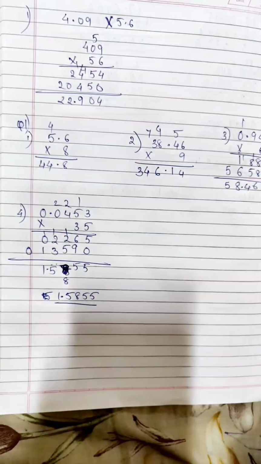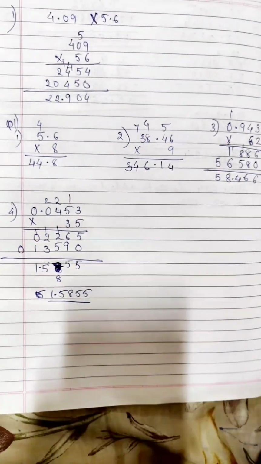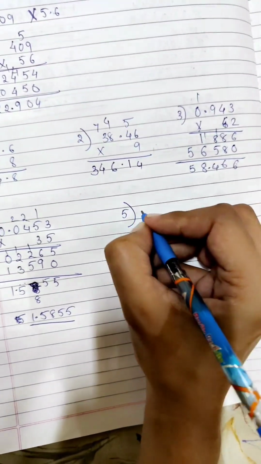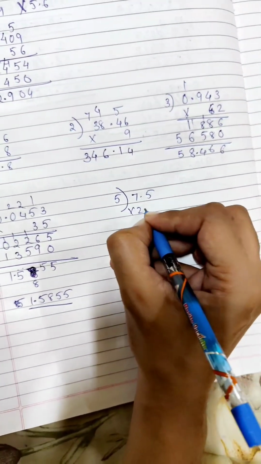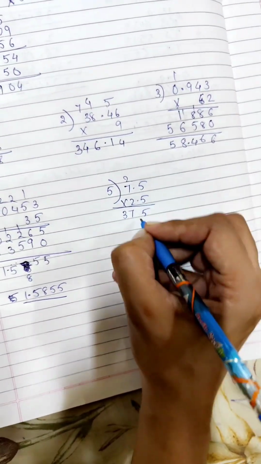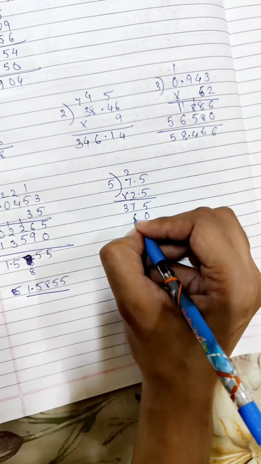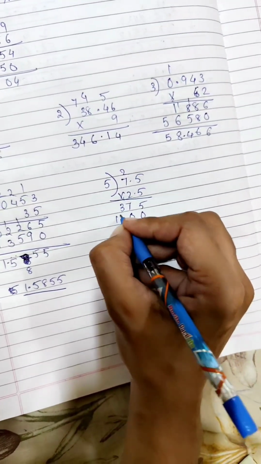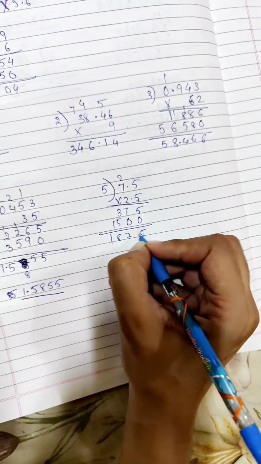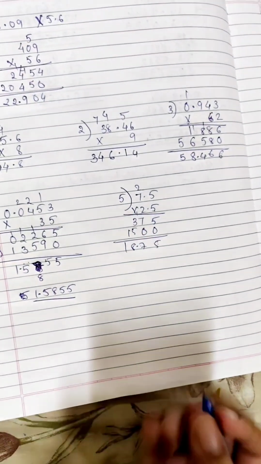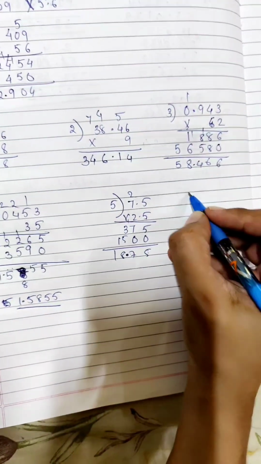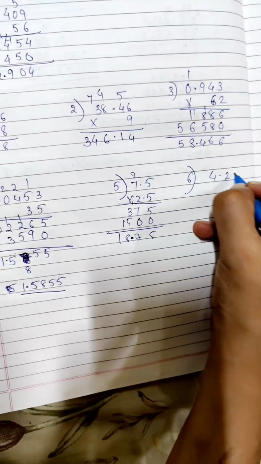Okay, now question number 5 is 7.5 into 2.5. Now 5 5s are 25, 37, 10 and 15. So 1 and 2, so the point will come here in the middle. Okay, 18.75.